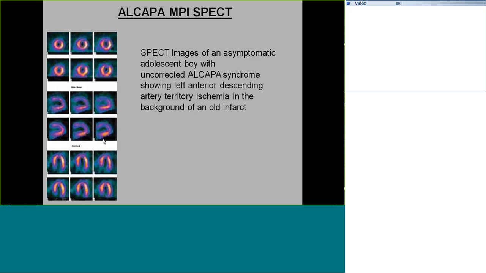LAD territory. So representative slices I have shown: short axis images, stress rest; vertical long axis, stress rest; horizontal long axis, stress rest. There is no perfusion defect either in the inferior or lateral walls, so RCA and LCX are spared, but there are significant partially reversing perfusion defects, especially involving the anterior and apical segments, that is the LAD territory.